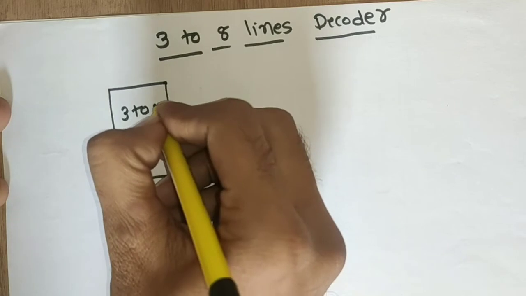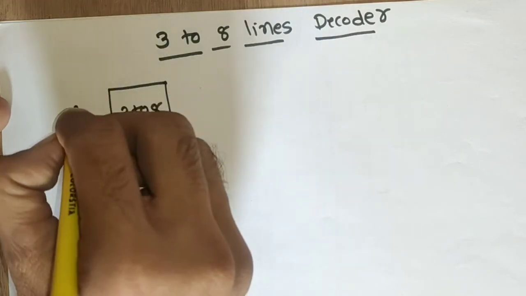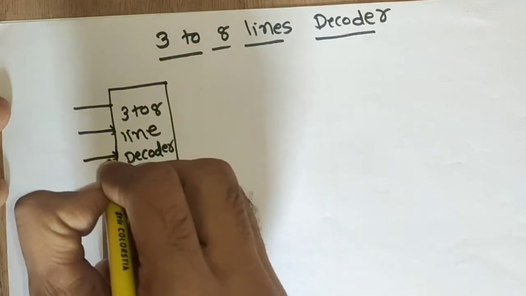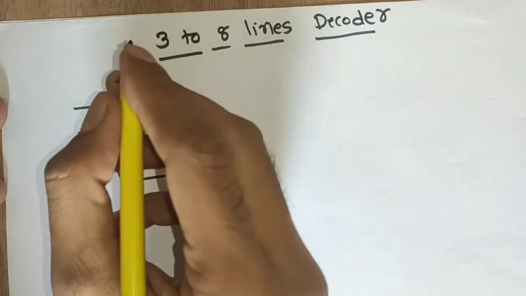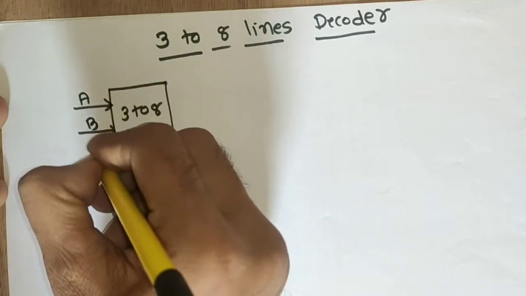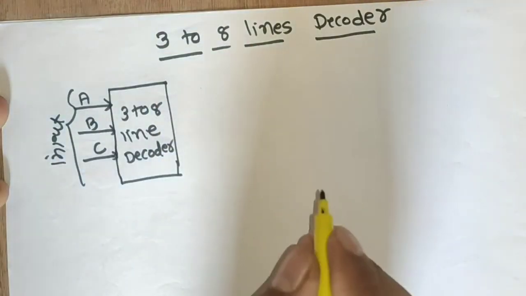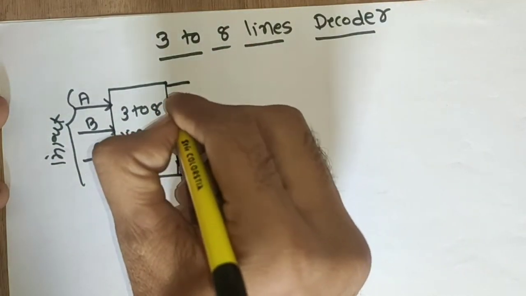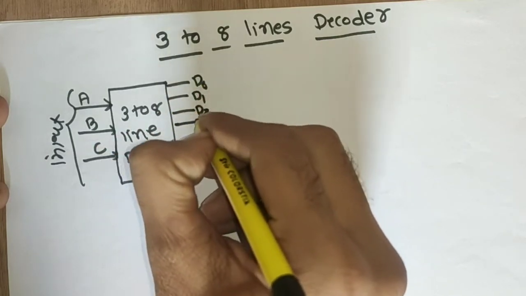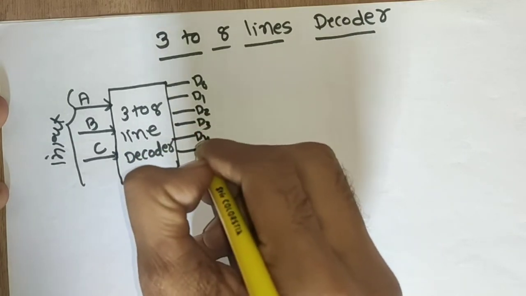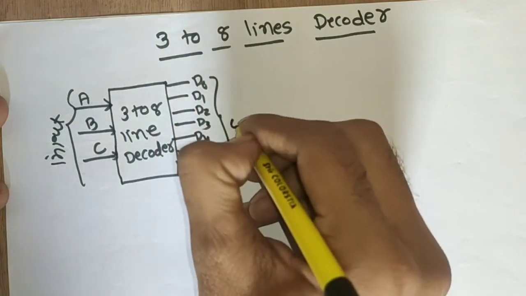This is the 3 to 8 line decoder. So we can apply the 3 inputs, and the names are A, B, and C. This is the input. And we are getting the 8 outputs: D0, D1, D2, D3, D4, D5, D6, and last one is D7. This is the output.